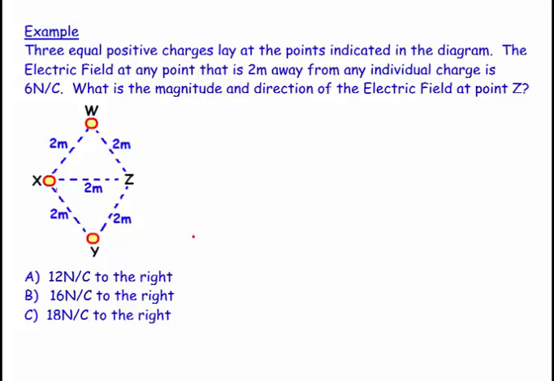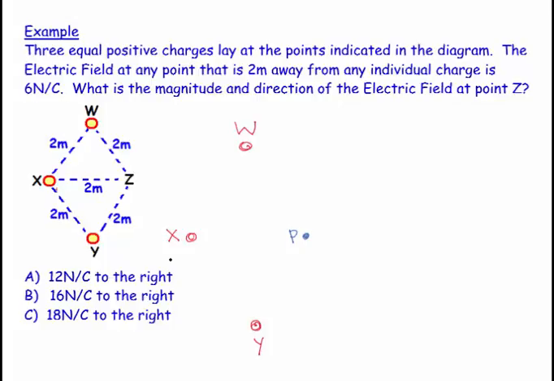So if I look at my diagram, I have one positive charge, which is X. I have another positive charge, which is W. I have another positive charge, which is Y. And then I have a point of interest, which I'm going to designate like that, and I'm going to call it P. And for information's sake, I tell you that the electric field at any point that is 2 meters away from any individual charge is 6 newtons per coulomb.